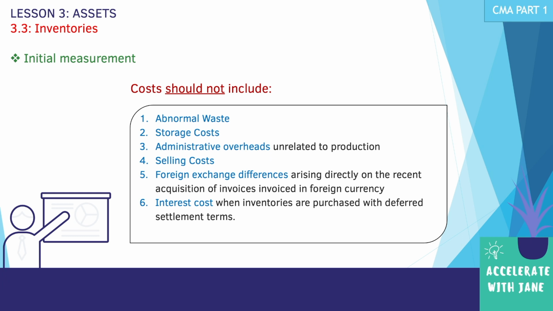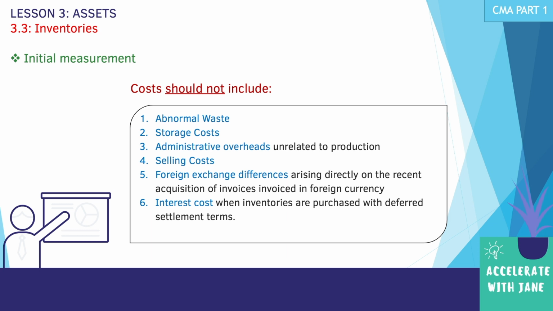So whatever the cost incurred for that storage, then it shouldn't form part of the inventories as well. Third is administrative overheads. So for example, those admin people which are not related to the production process of the company should not be included in the cost of the inventories. Fourth is selling costs.